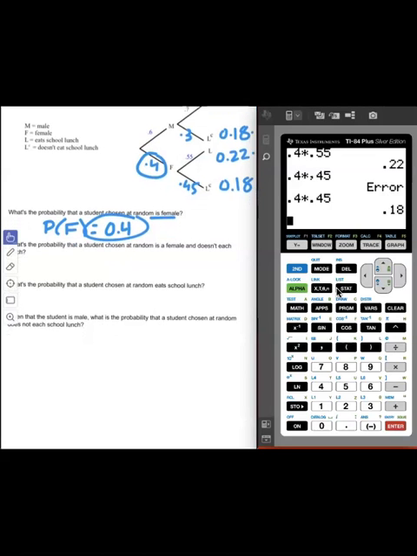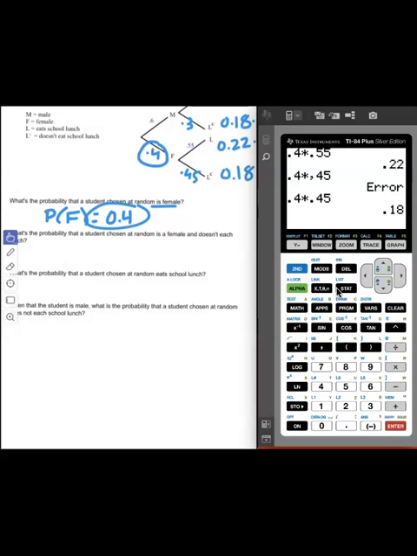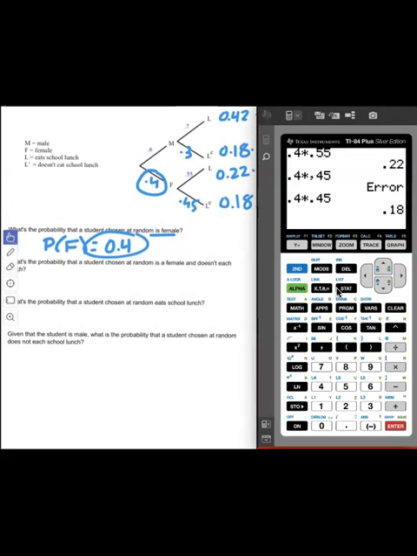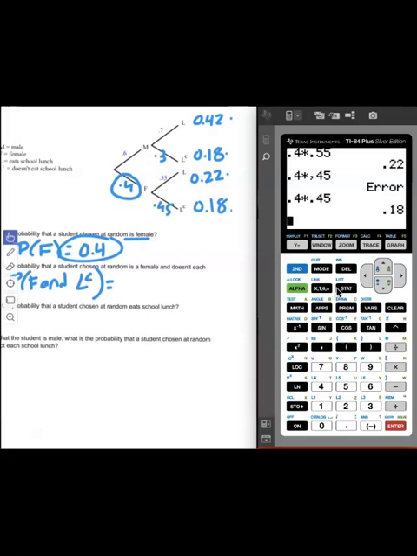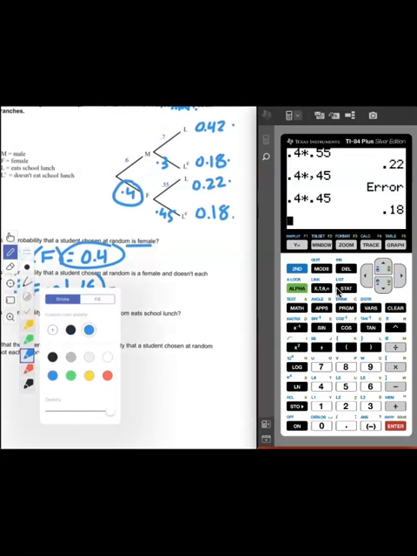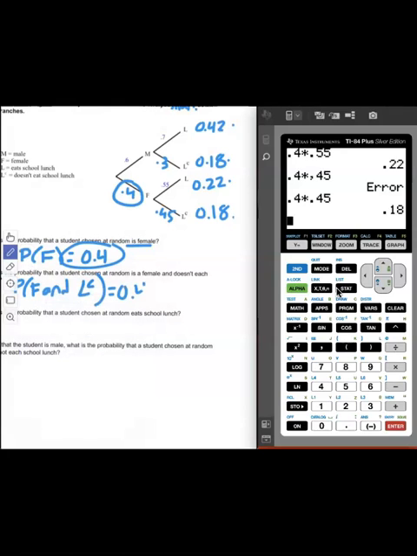All right, next question. What is the probability that a student chosen at random is a female and doesn't eat lunch? We want female and no lunch. Well, we already multiplied everything here. Female is 0.4, doesn't eat lunch is 0.45. Female and doesn't eat lunch is 0.4 times 0.45, which we've already figured out is 0.18, 18%.